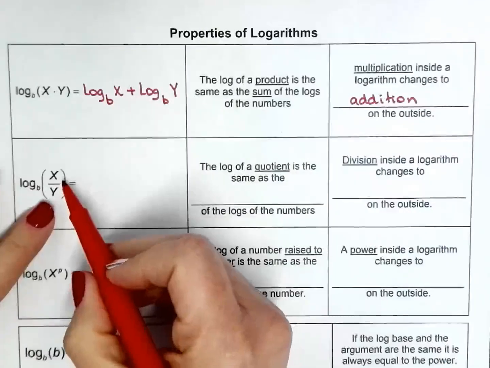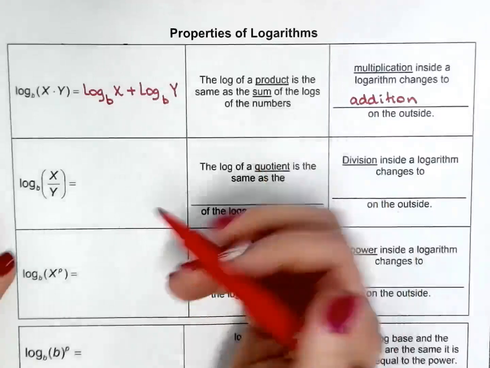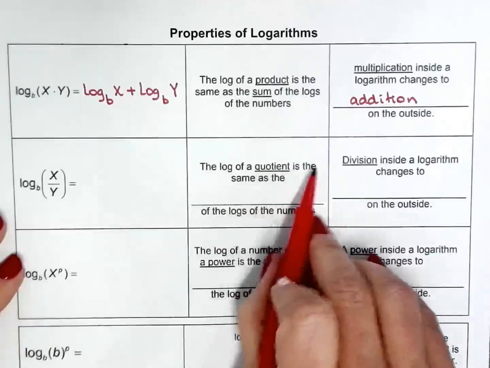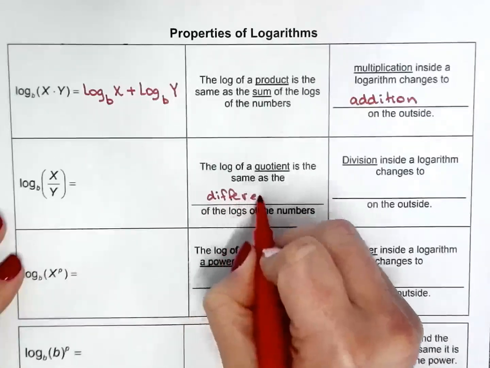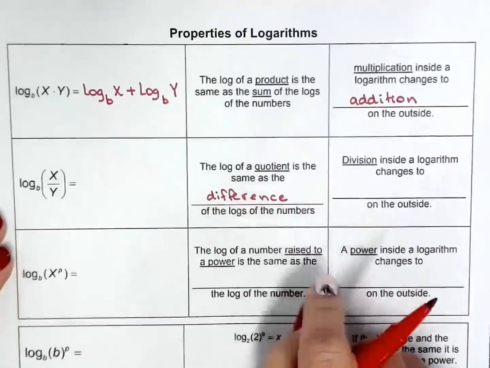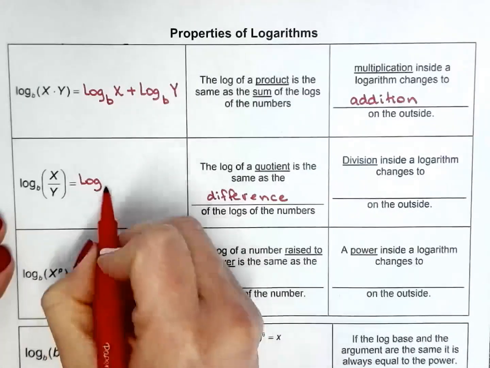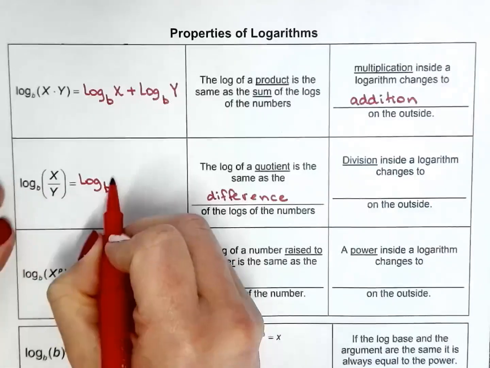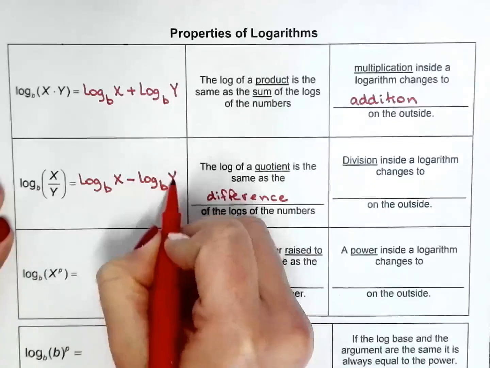Now the next one, we have the quotient property of logarithm. So quotient is when you have a number divided by another number, or in this case, we're just using letters to represent any numbers. So the log of a quotient is the same as the difference of the logs of the numbers. So that looks like this. So log base b, again, the base doesn't change, log base b of x minus log base b of y.